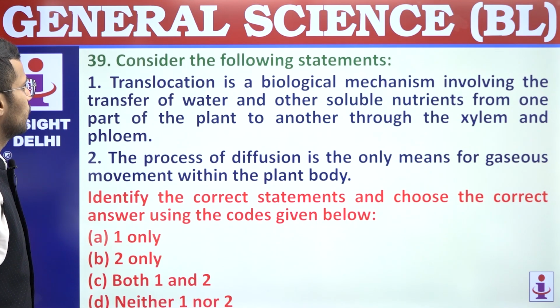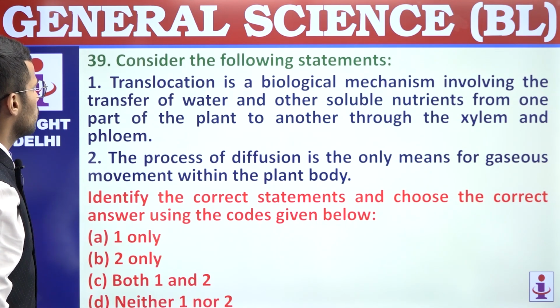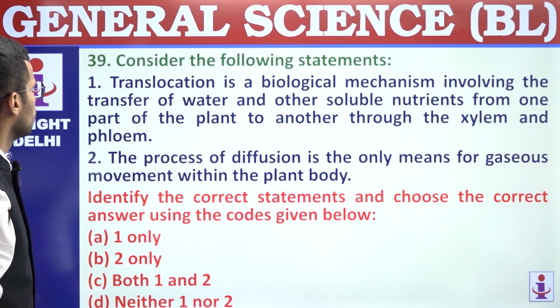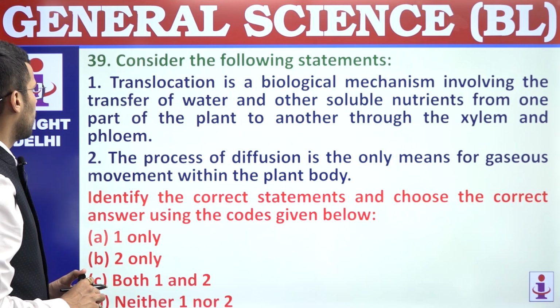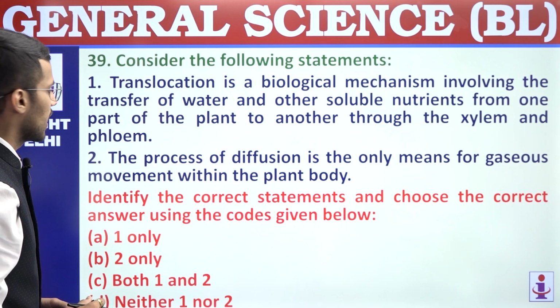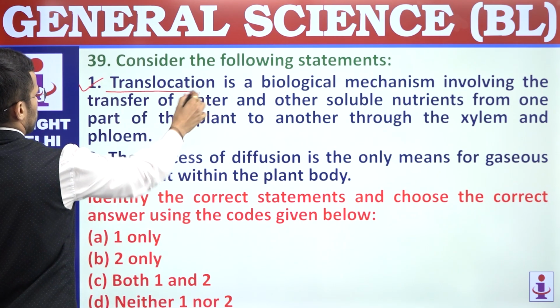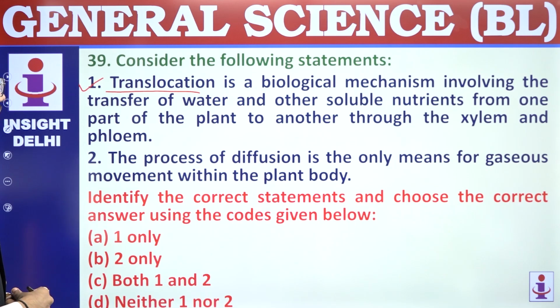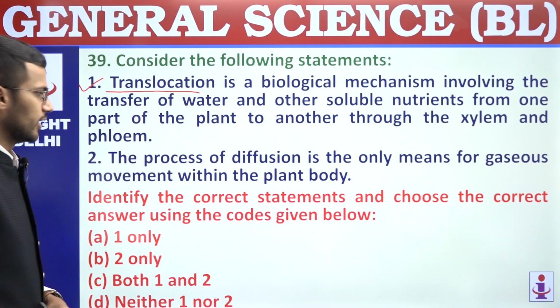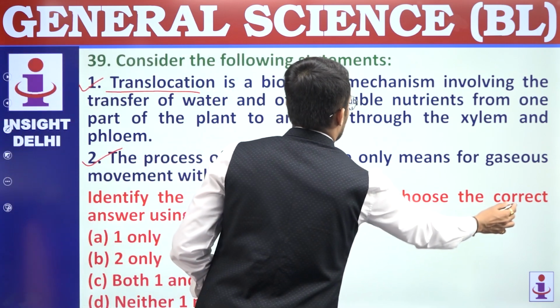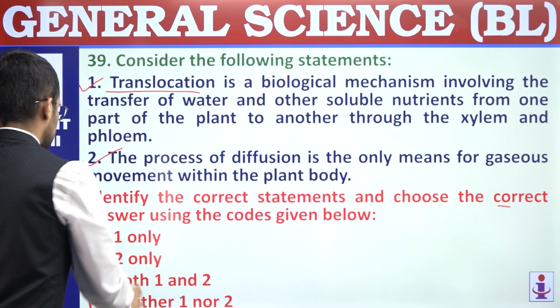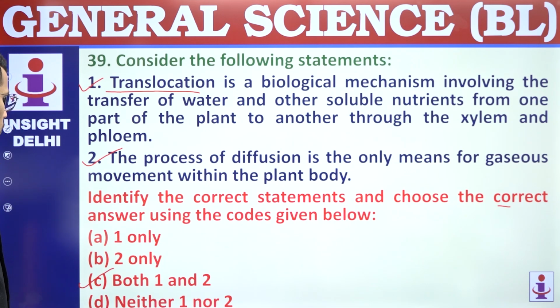Next, 39. Consider the following statements. First, translocation is a biological mechanism involving transfer of water and other soluble nutrients from one part of the plant to another through the xylem and phloem. Correct statement, translocation. Second, the process of diffusion is the only means for gaseous movement within the plant body, right? So this is also a correct statement. So we are supposed to find out correct statements. Both these statements are correct. Answer is C, both 1 and 2. So question number 39, answer is C.